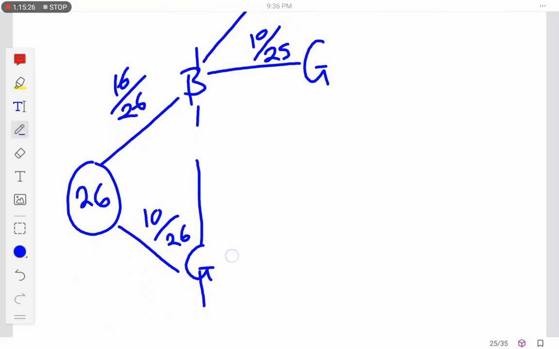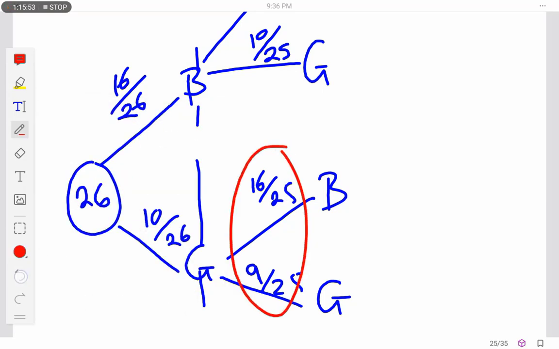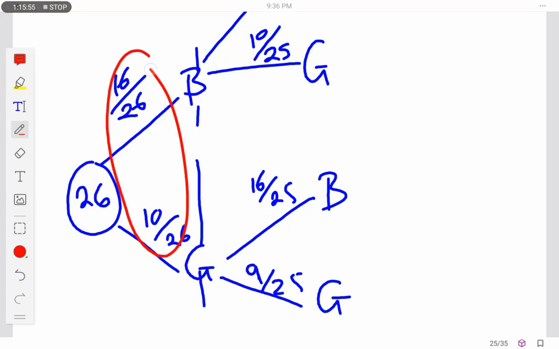Once I pick a girl, I can also pick a boy and I can also pick a girl like this. Because I've picked a girl, the number has changed, minus 1 here, minus 1 there, so it means the totals have also changed. For the girls, I can now have 9 over 25. For the boys, they are still 16, so I can say 16 over 25. Then another thing you must always remember: when you add these, they should give you 1.